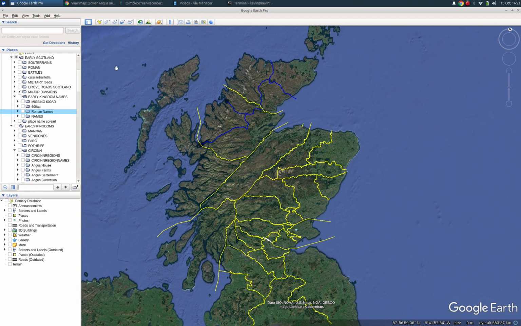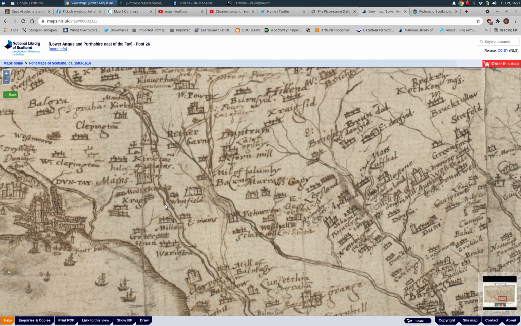Other difficult to read maps are some of the very, very early ones. This is a map from Pont dating roughly 1580, 1590, and we can see Dundee round about here, and we can see rivers, and we can see place names on this map. However, this isn't a map in the modern sense, in as much as if something is further uphill to go, it's going to be further away on this map, so it's not to scale.